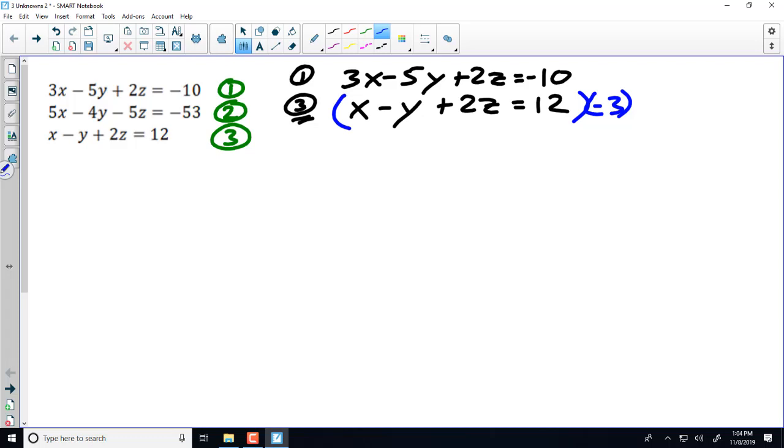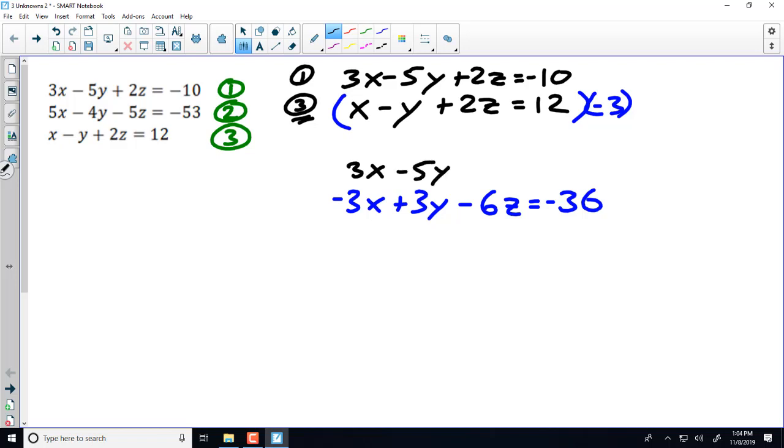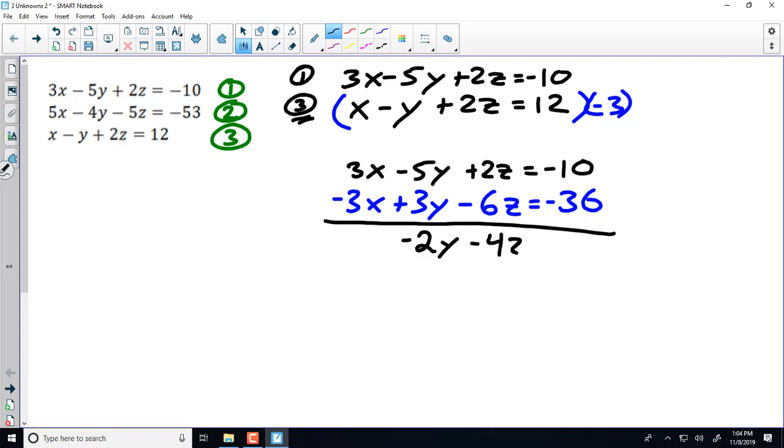Now watch what that does, everyone. It makes it negative 3x plus 3y minus 6z equals negative 36. But then when I add that to equation 1, the x's will go away. So I add them together, and that gives me negative 2y minus 4z equals negative 46.